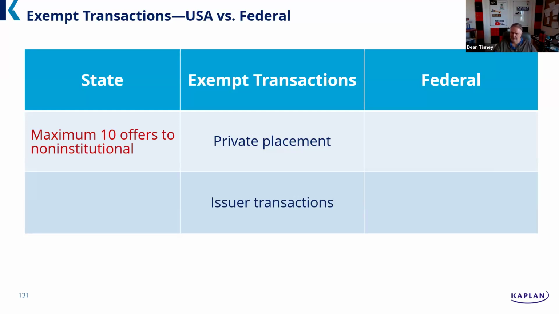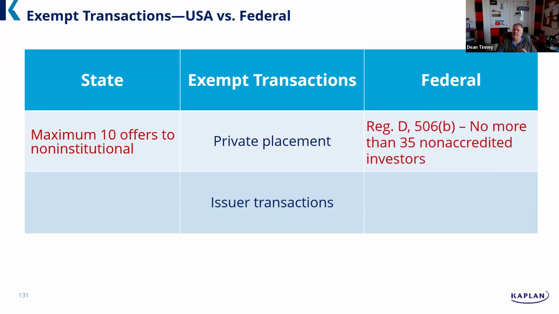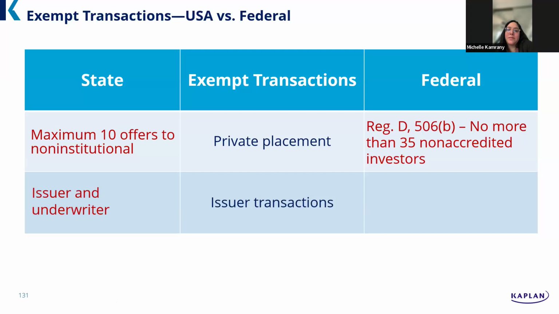Now, on the federal level, maybe this is still familiar from your Series 7, we have this thing called 506B. And here I can have 35 non-accredited investors. And remember, I cannot solicit or advertise. We said the state administrator doesn't care about transactions between issuers and underwriters.